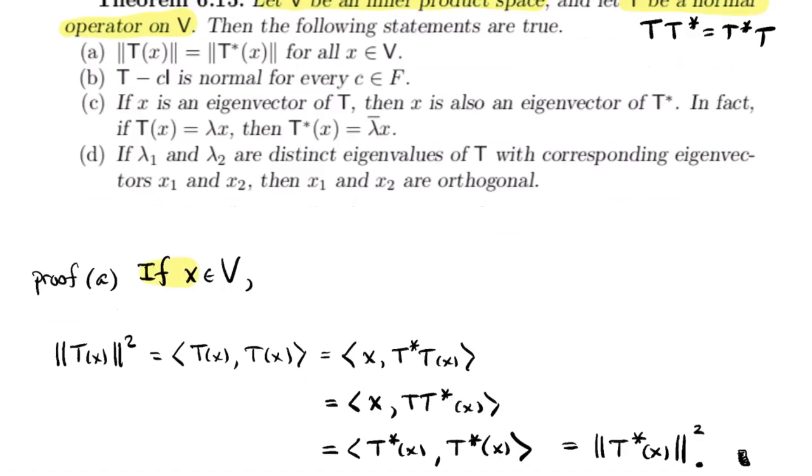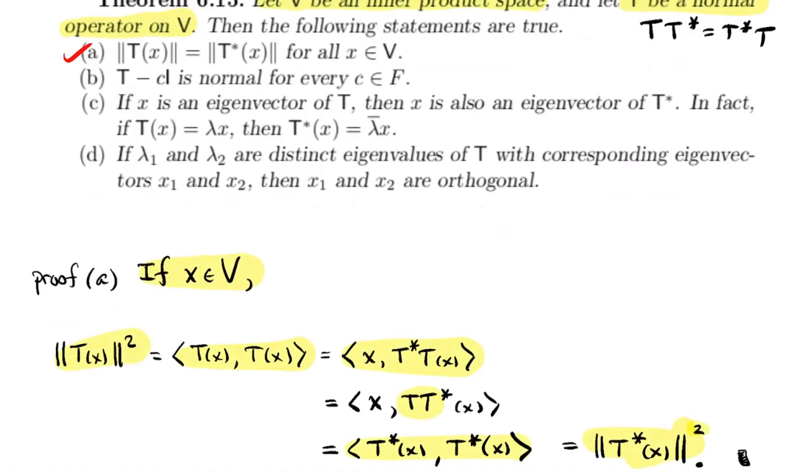So take a vector, and as usual, I'll think about the length squared. Why? Because I can express that in terms of the inner product and then using the adjoint property. But T star T is T T star, okay? And then I move the T back across the comma, putting a star on it, and that's the length of T star of X squared. Take square roots of both sides and you proved A. So that's the proof of A.